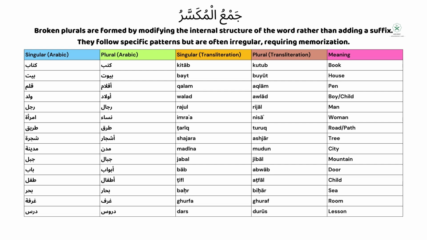Broken plurals are formed by modifying the internal structure of the word rather than adding a suffix. They follow specific patterns but are often irregular, requiring memorization.